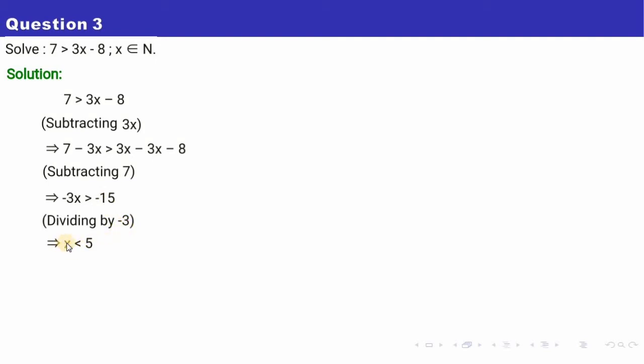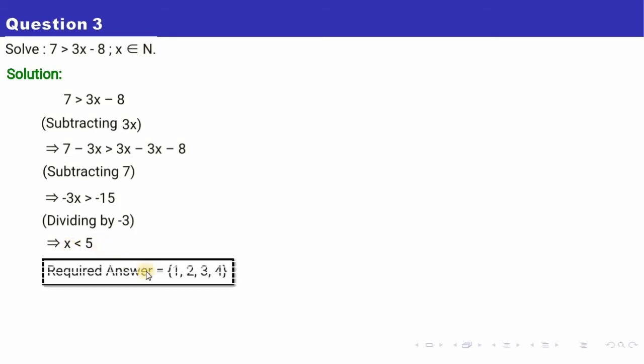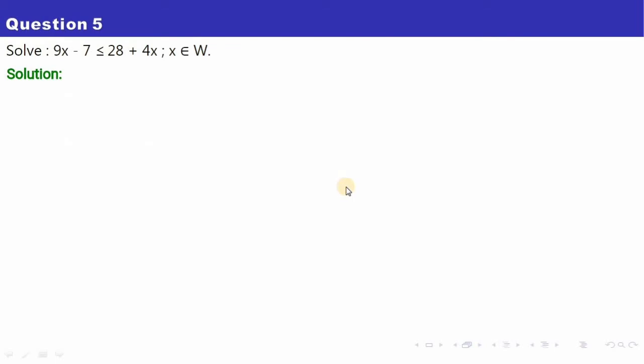So x must be less than 5, and x is a natural number. So the values of x will be 1, 2, 3, and 4. We cannot have the value of x to be 5 because x is less than 5. So you may pause the video to note down. Let's move on to another question.